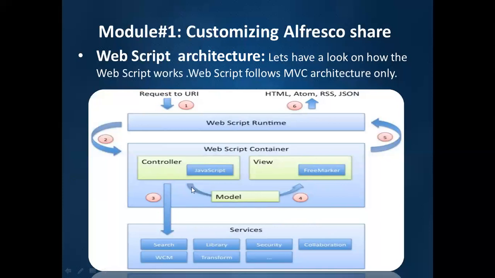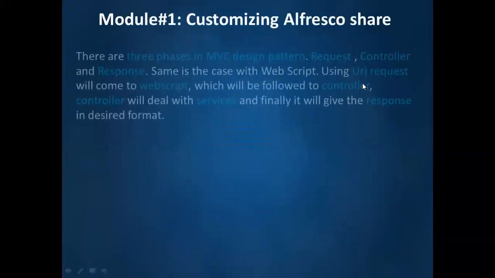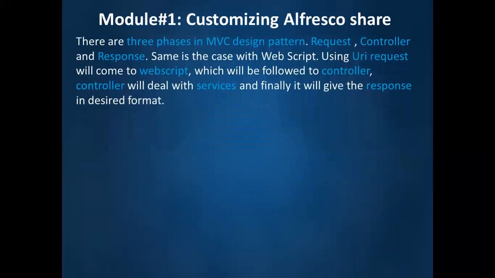So web scripts always work like that. It will be the same for retrieving the data. We will follow the same steps. Okay, so now let's move to see what I explained just now in that schema. There are 3 phases in the MVC design pattern: request, controller, and response. So as I said, request, controller, and response. We have seen these 3 phases in that schema.